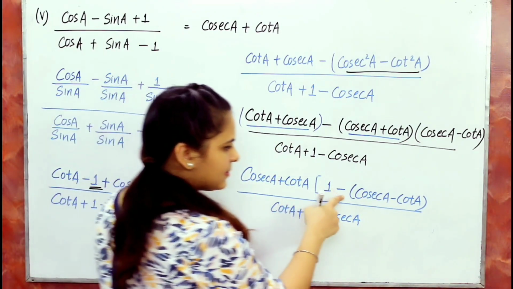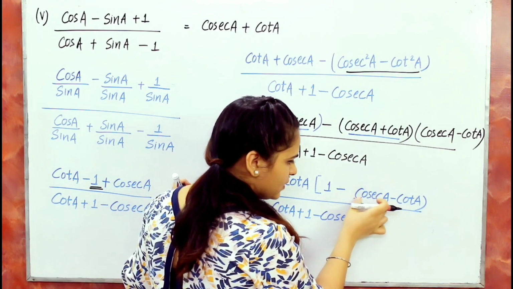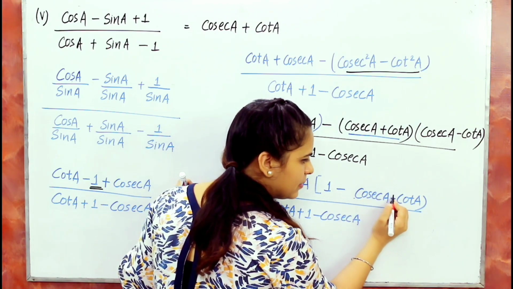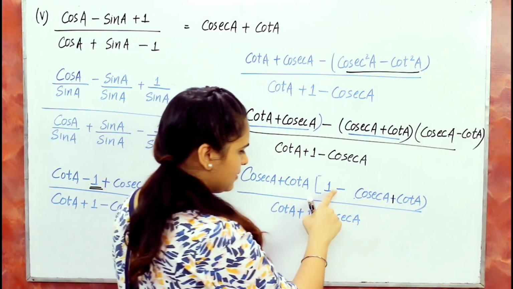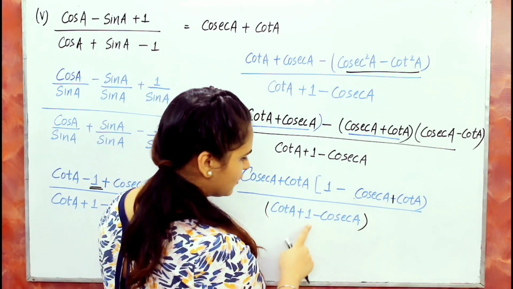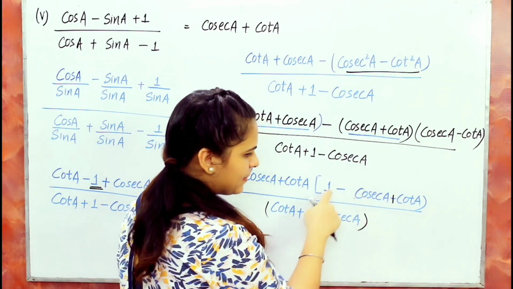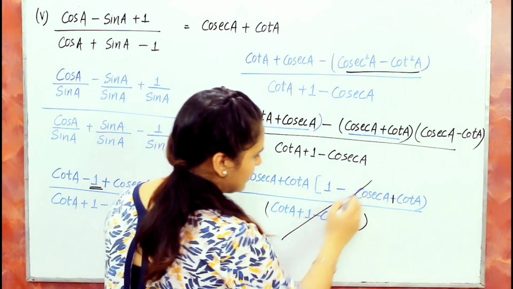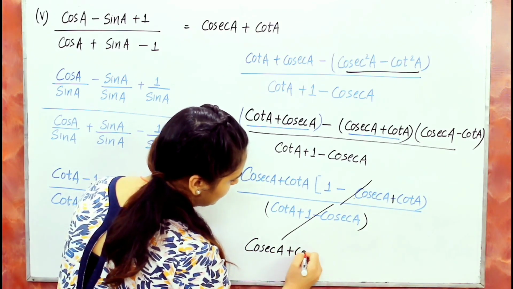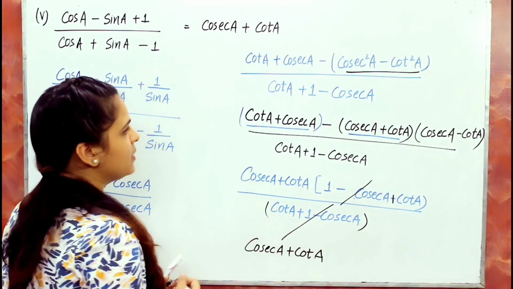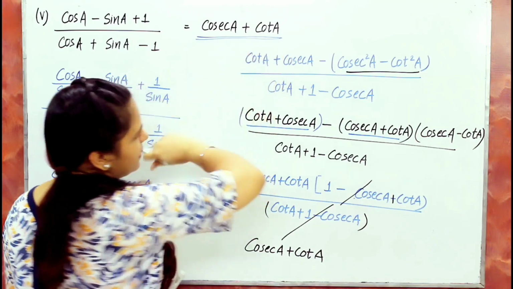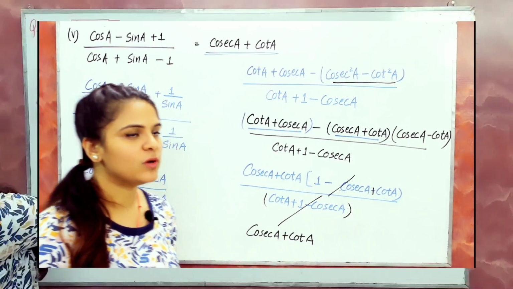Students, as we have a minus sign before this bracket, if I open this bracket we have to change the signs. This plus will become minus and this minus will become plus. If you see these two brackets, they are similar: cot A plus 1 minus cosec A, cot A plus 1 minus cosec A. So you can cancel this out, and finally you will get cosec A plus cot A in your left hand side, which is equal to RHS. So this way you can prove this type of question.